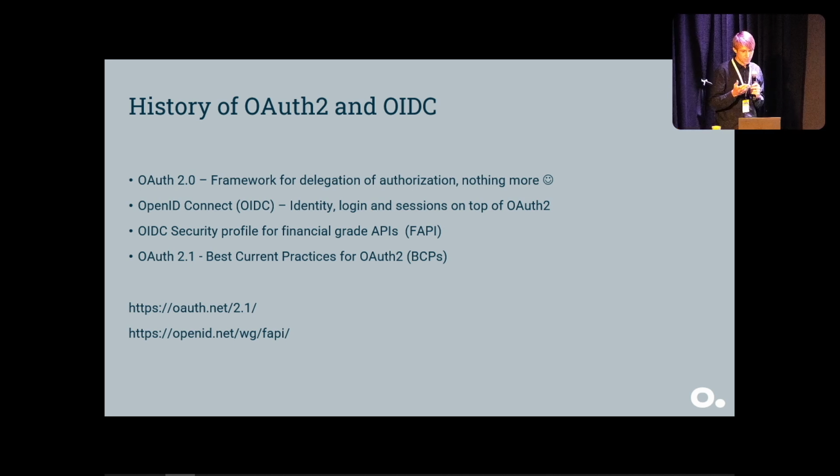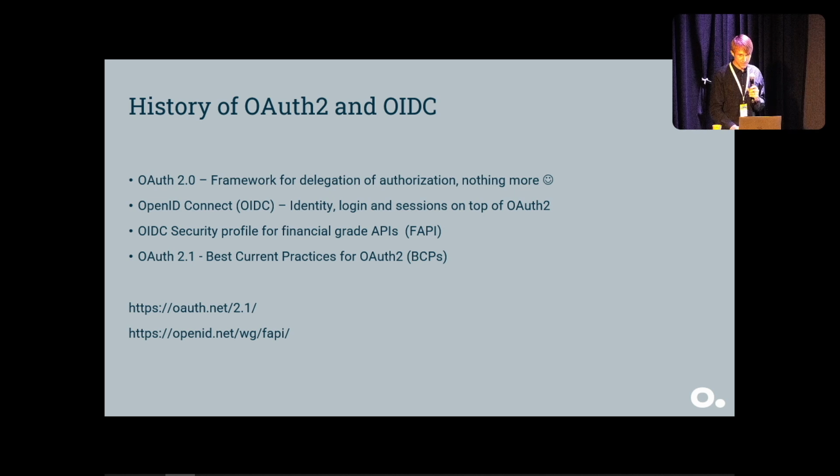But then OAuth and OpenID Connect were used in high security environments as well, in banking and finance and healthcare and so on. So there were security profiles and best current practices. The most well-known is the security profile for financial grade APIs, but that applies to any business with high security requirements. And then we have the best current practices for OAuth, gathered under OAuth 2.1. This has a lot of specs, and it would probably take at least a 2-day workshop to go through all that.